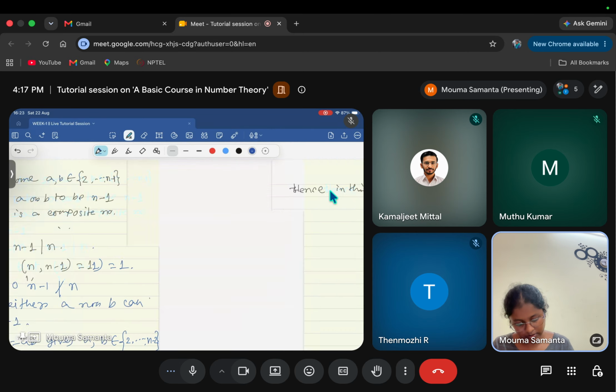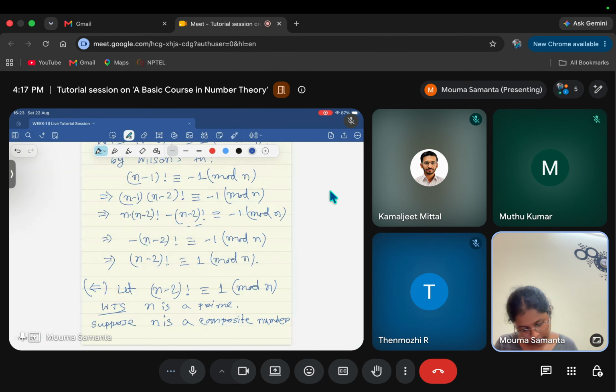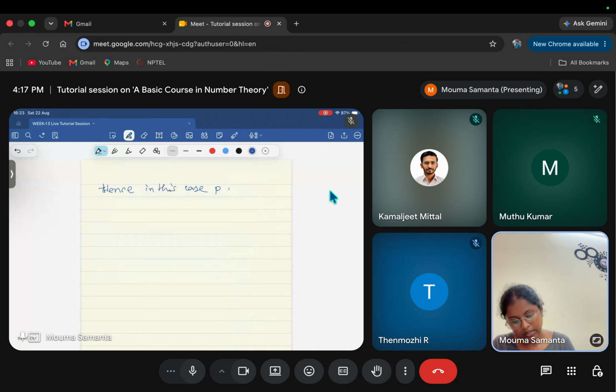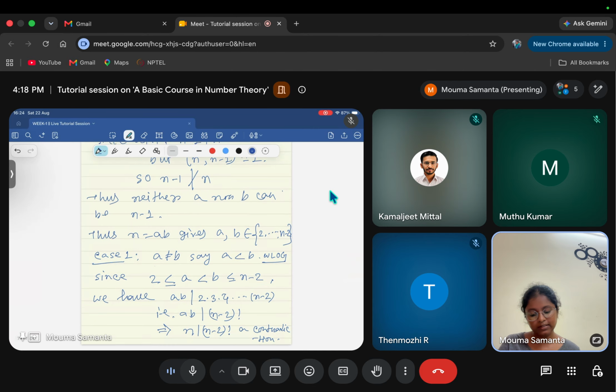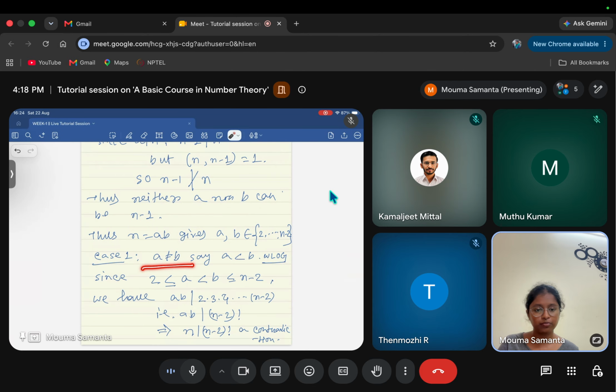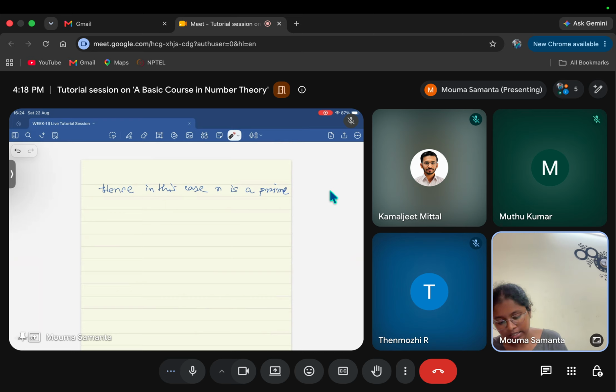Hence, in this case, n is a prime. What we assumed was false. We assumed that n is a composite number. So in this case, n is not a composite number, that means n is a prime. Now, what is the case left? In this case, we were considering a is not equal to b. So another case left is case 2, what we have to consider here?